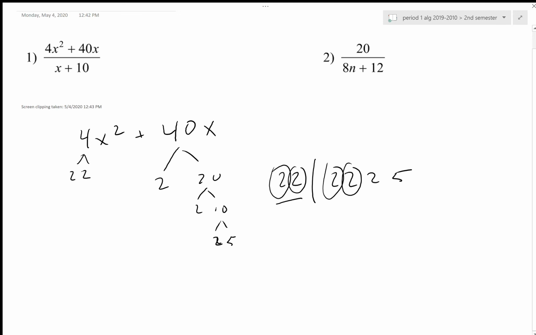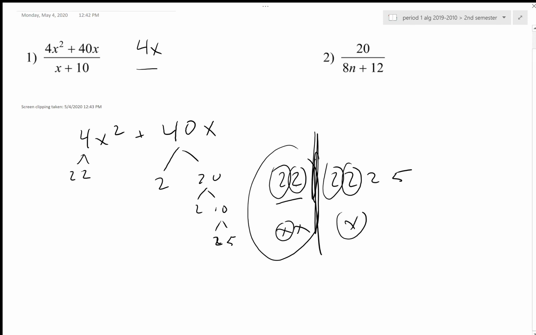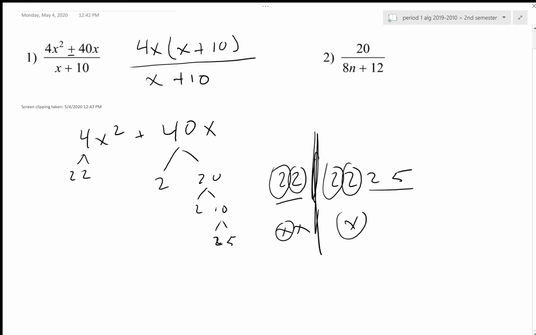So now number 1, this really becomes, well, 2 times 2 is 4. So I'm going to bring a 4 out. Now I'm also going to look. This is x squared, and this is 1x. I can circle 1x. So when you get this number, you just focus on just this side. What did I circle here? 2 times 2 is 4 times x is 4x. Okay. Parentheses. Now, what didn't I circle? I didn't circle an x. I didn't circle 2 and 5. So it's plus 10. And on the bottom is x plus 10.